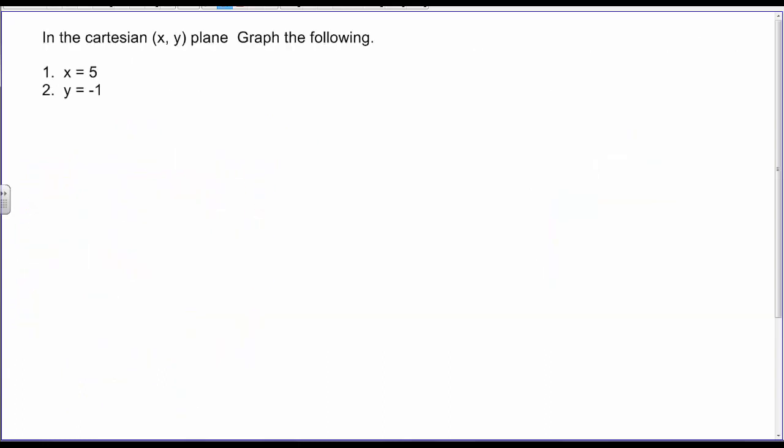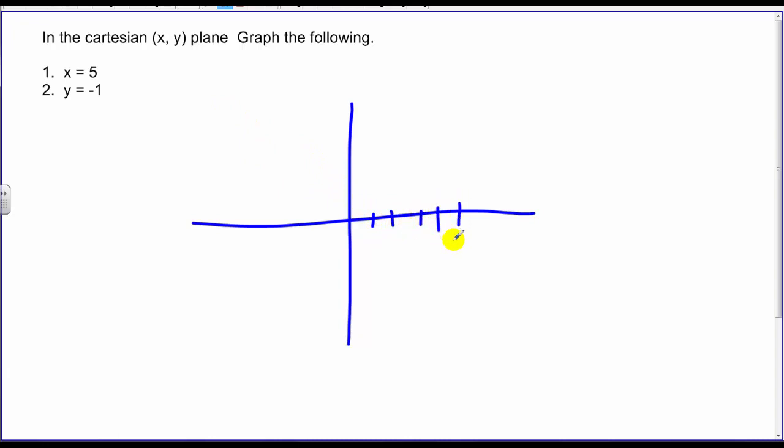Now, in the Cartesian plane, the xy plane, I want to graph these 2 lines. And if we do that, we know x equals 5 basically looks like a vertical line at 5. So if I want to draw that graph, go vertical line through here, that's my x equals 5. For y equals -1, I go down 1 and draw a horizontal line, and that's y equals -1.